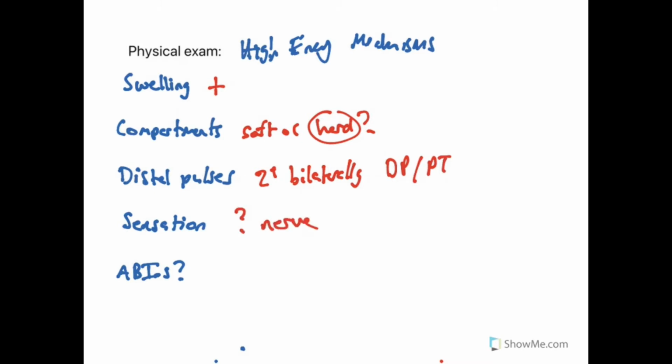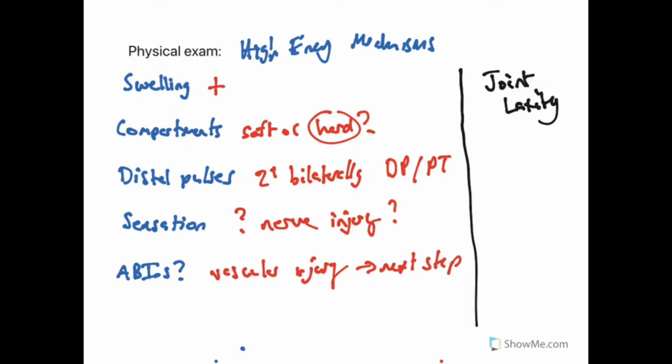Sensation. Are all the areas of sensation intact? And finally, if you are concerned about vascular injury or compartment syndrome, you might need to do ABIs to evaluate this. That would be the next step. Finally, you're also going to want to look at joint laxity. However, we're not going to discuss that in this video today.